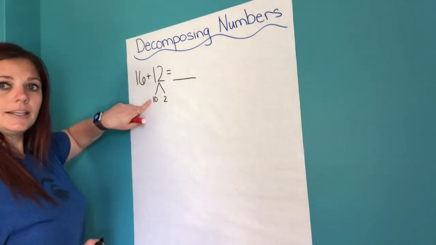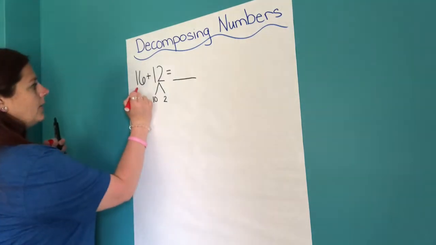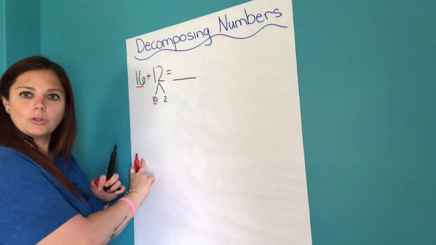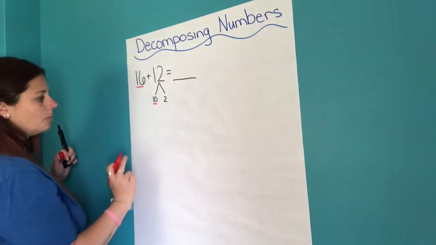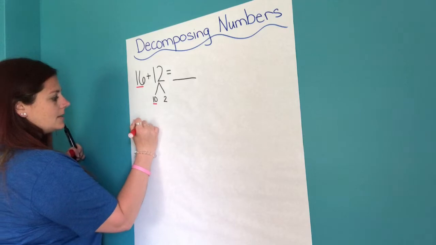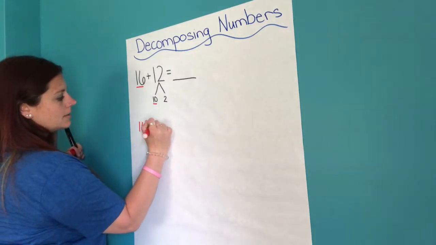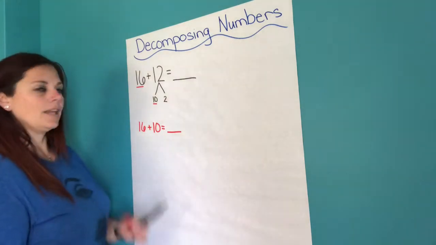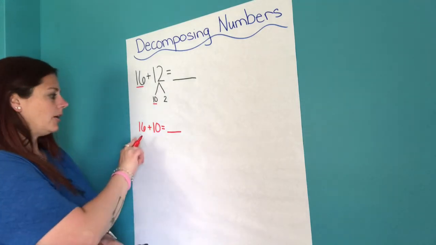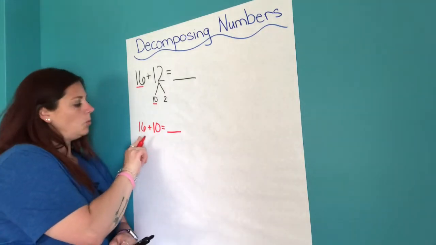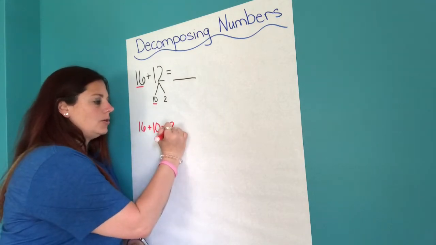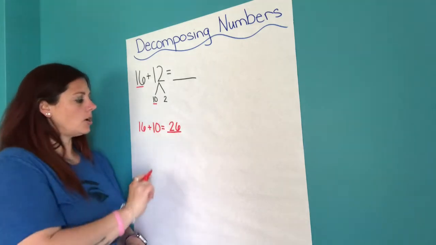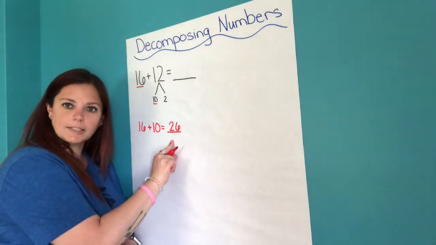16 plus 10. So, I'm going to underline those two numbers we're going to add first. So, we're going to come down here and Mrs. Tyler is going to write our new number sentence, adding those two numbers together. 16 plus 10 equals blank. Now, we can look at our tens place, right? 1 plus 1 is 2. 6 plus 0 is 6. So, 16 plus 10 equals 26.